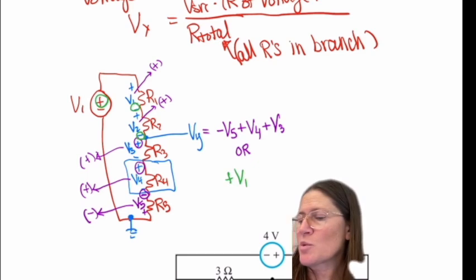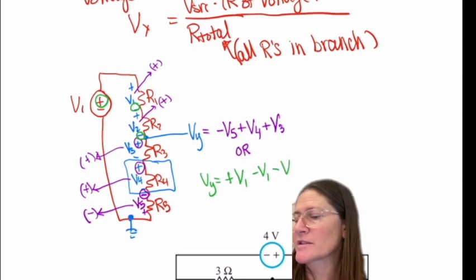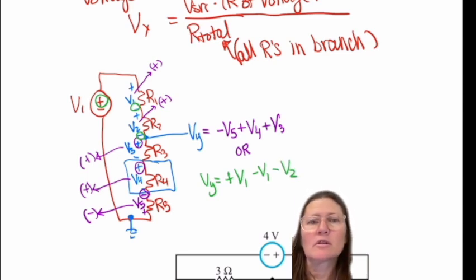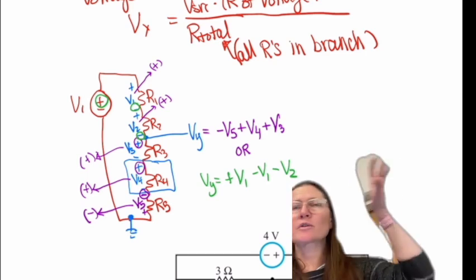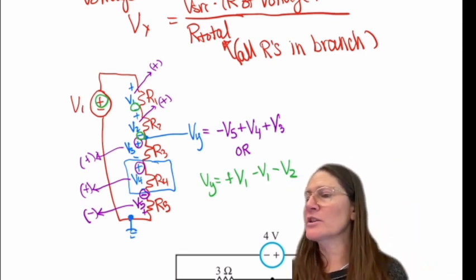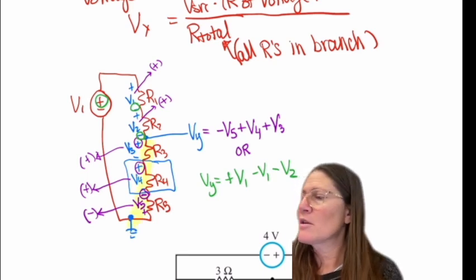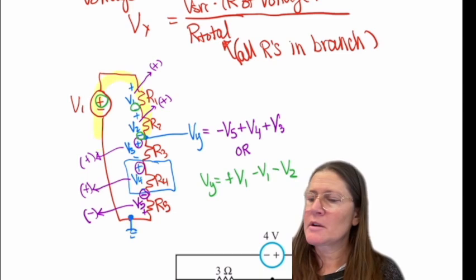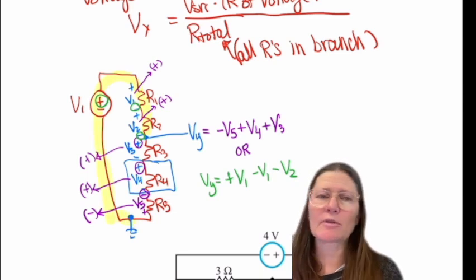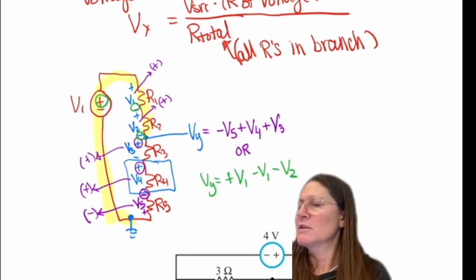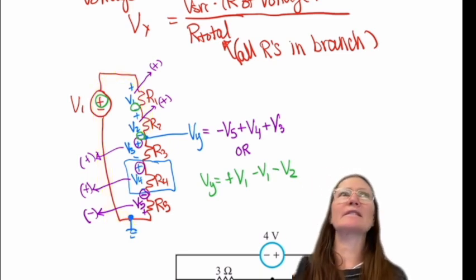Plus V1 minus V1 minus V2. So either of those pathways, so basically it's the pathway here or the pathway here from ground. Hopefully that made sense.